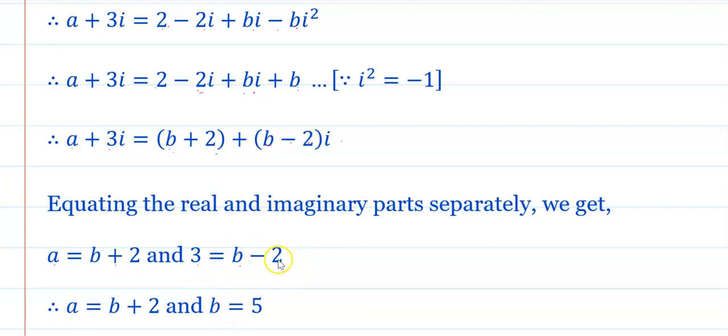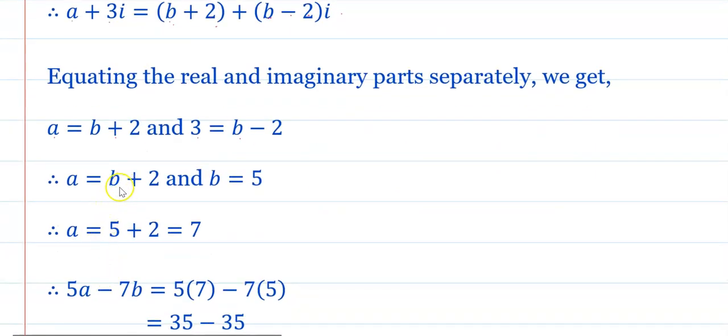Now we have to evaluate this. This minus 2 comes here. That will become plus. 3 plus 2, that is 5. Therefore b is equal to 5. But what about the a? a means b plus 2. But b is 5 and hence 5 plus 2, that is 7.